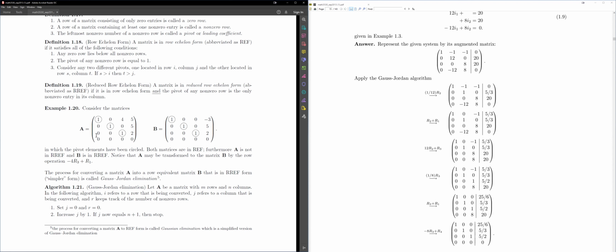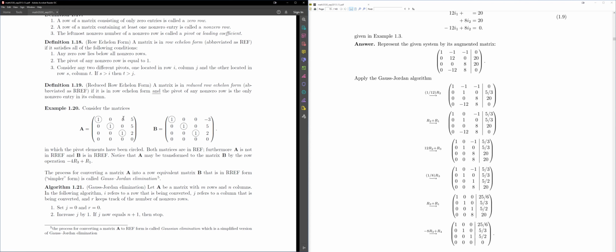For example, over here, this is a non-zero row, and this is your pivot. That pivot has to be the only non-zero entry in the column. If you look over here, that isn't true, because if you're looking in this column here, this is not the only non-zero entry.